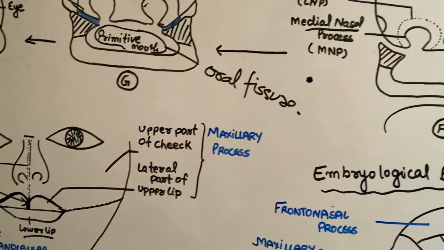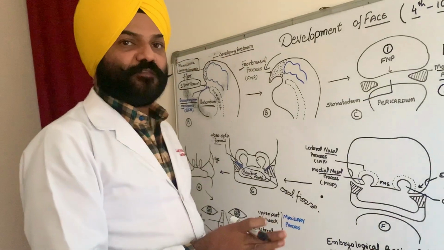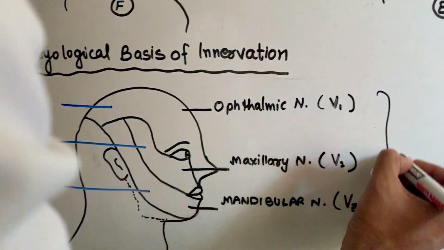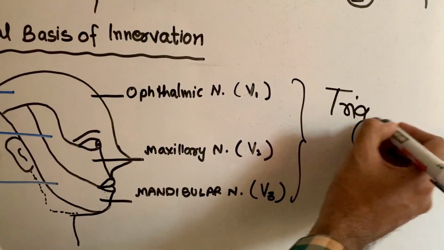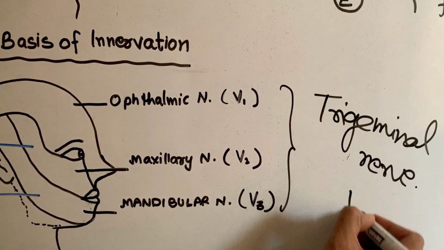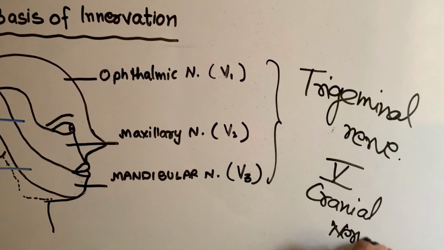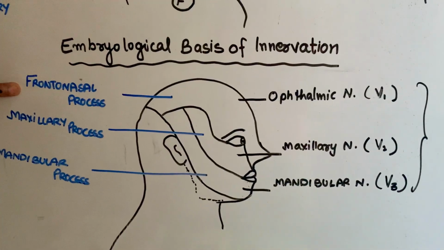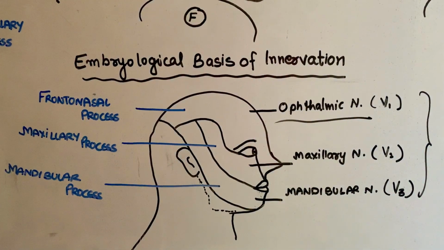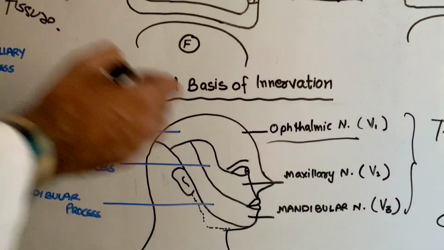Now if we look at the embryological basis of their innervation, the nerves of all these parts ultimately supply specific parts of the face. The ophthalmic, maxillary as well as the mandibular nerves are all parts of the trigeminal nerve, which is the fifth cranial nerve. The structures formed by the frontonasal process are all supplied by the ophthalmic nerve, in which you can see your forehead and your nasal portion are supplied by it.